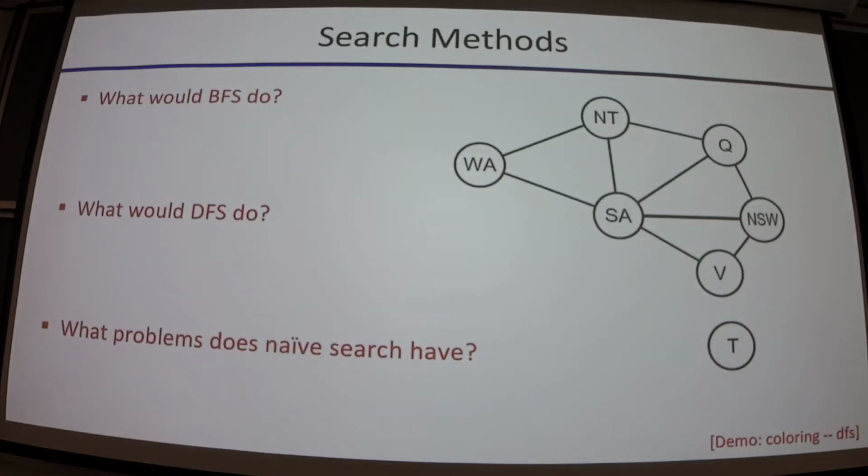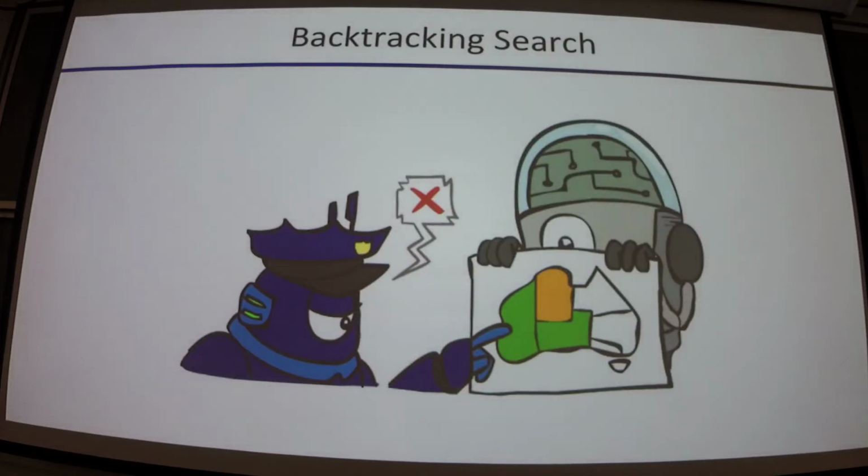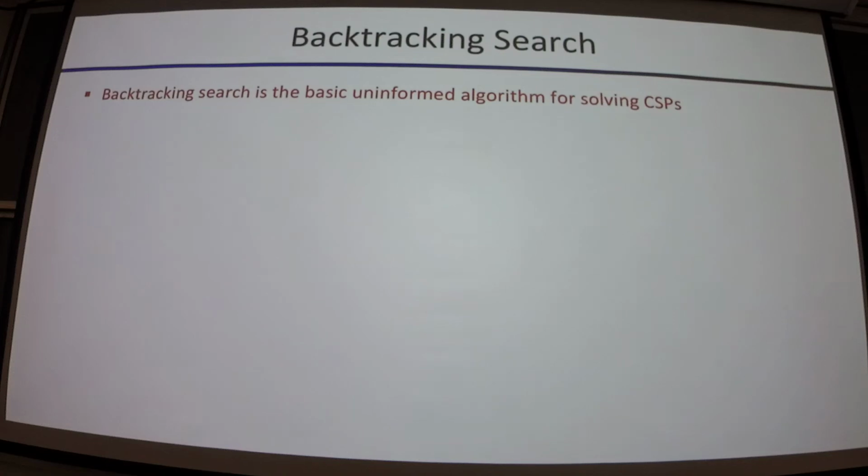So that's one of the problems here with naive search. We're going to talk about something called backtracking search. This is going to be an extension of depth first search. It's built upon depth first search, like most of the things we talked about today, and most of the things we talked about this week. Basically, this is the least complicated, uninformed algorithm for solving CSPs.